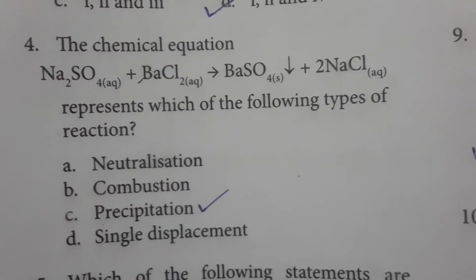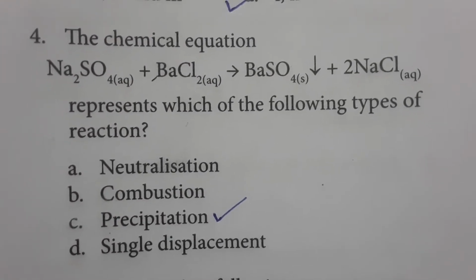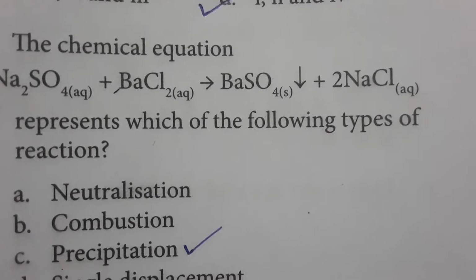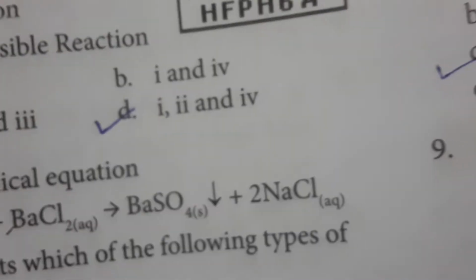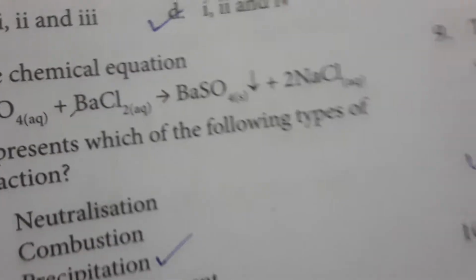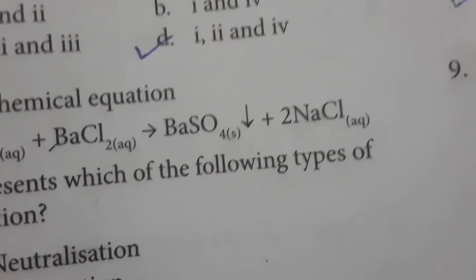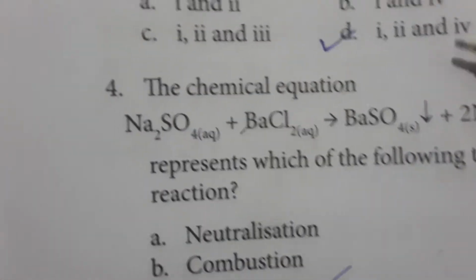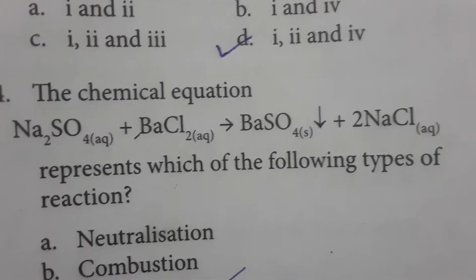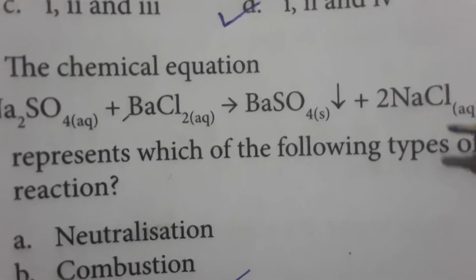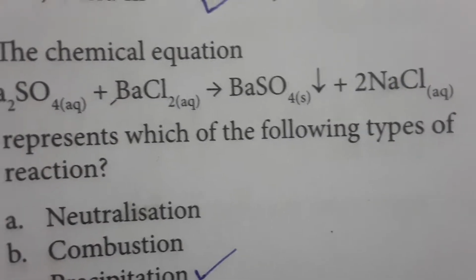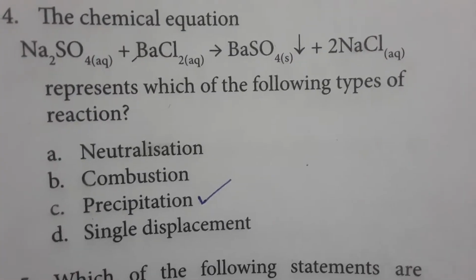Okay. And the fourth one is the chemical equation Na2SO4, that is sodium sulfate, in aqueous condition, and barium chloride, also aqueous. They combine together to form barium sulfate. See this downward arrow mark; it denotes that there is a precipitate formation. Wherever the downward arrow appears, that indicates a precipitate formation in the chemical reaction. So this chemical equation gives barium sulfate as a solid precipitate and sodium chloride aqueous solution. So which type of reaction does it represent? It is a precipitation reaction.